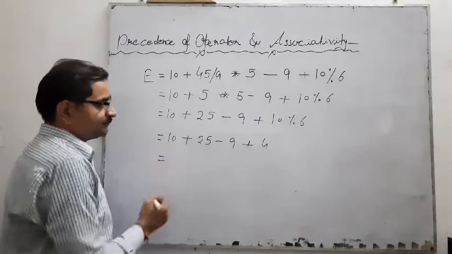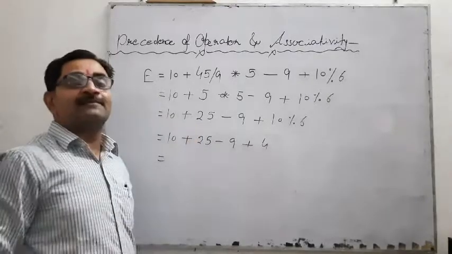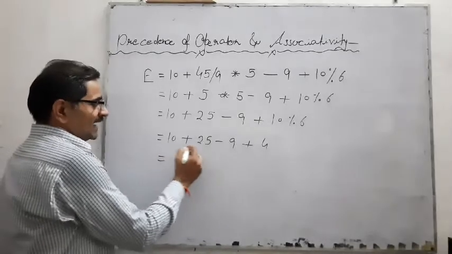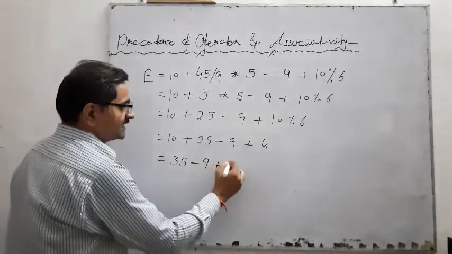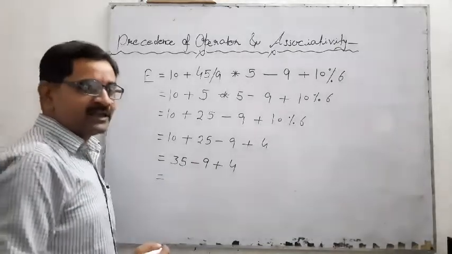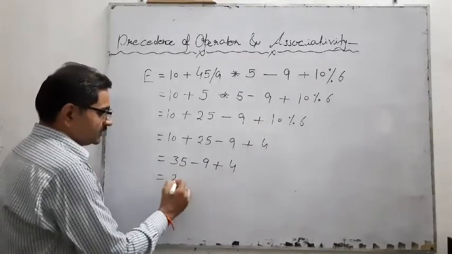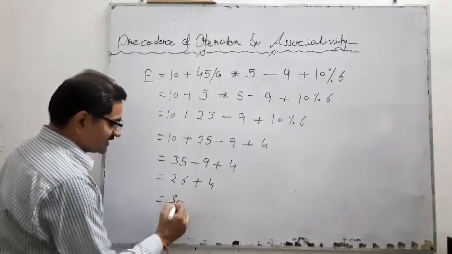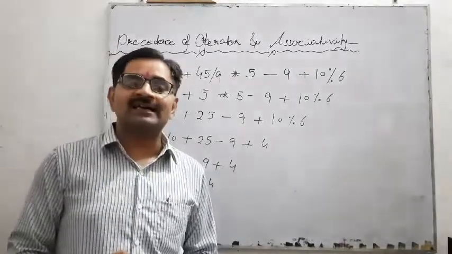Now see, addition, subtraction, and again addition all have the same priority, so we go through the associativity. Here 10 + 25 is 35, - 9 + 4. Minus and plus both have the same priority. Which operator do we have first? Minus, that is subtraction. So 26 + 4, and at last we get the final result 30. This is the way by which we get the result.